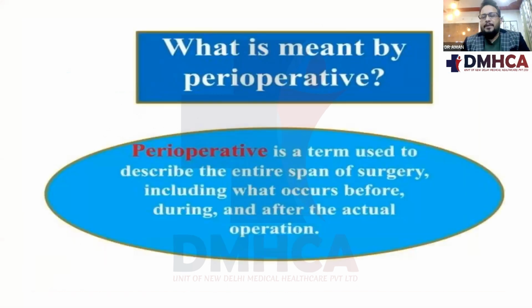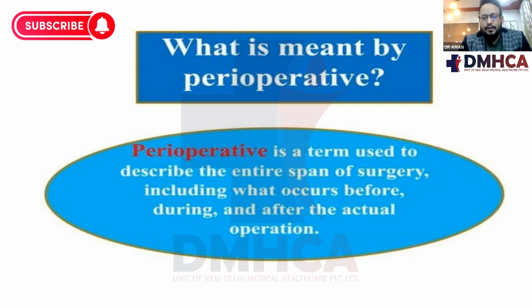So what is meant by perioperative? Perioperative is a term used to describe the entire span of surgery, including what occurs before, during, and after the actual operation. So perioperative is a term which is used to describe the entire span of surgery: before the surgery, during the surgery, and after the actual operation.